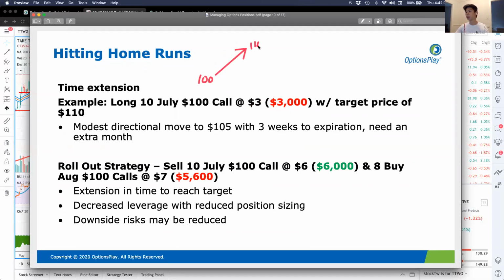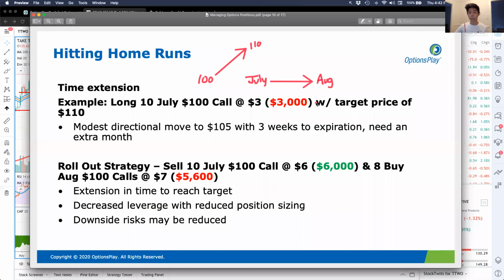Let's say in this particular case, my time frame here is July. But as we approach July, the stock hasn't quite hit it, but I'm still bullish. And I think that now I need another month. Maybe some type of catalyst event that I was expecting got delayed. And I'm expecting that now I'm going to need a little bit more time in order for me to hit my target price. So you're thinking to yourself, well, I need to buy myself more time.